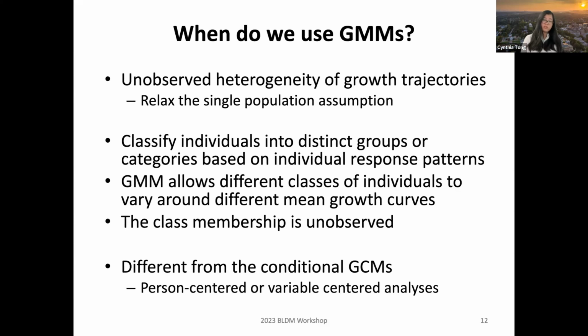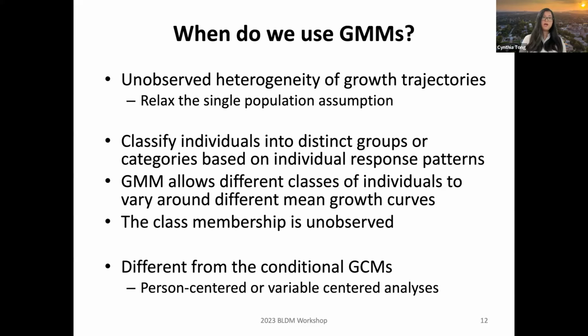So when do we use growth mixture models? When we want to study the unobserved heterogeneity of growth trajectories, where we want to relax the single population assumption, then we use growth mixture models. In that case, we classify individuals into distinct groups or categories based on individual response patterns. It also allows different classes of individuals to vary around different mean growth curves. One very important thing is that the class membership is unobserved, because if the class membership is known, then we can just use a multi-group analysis.